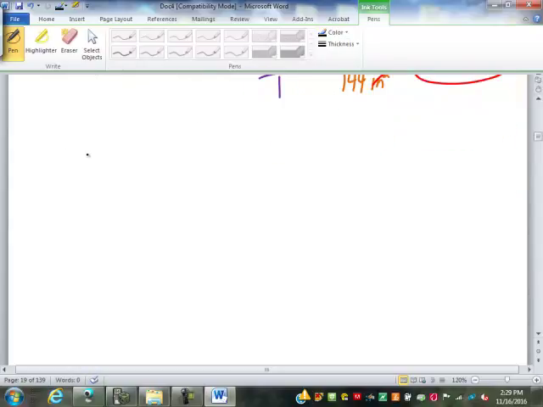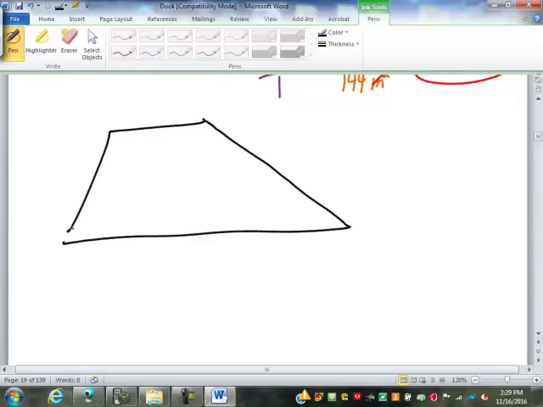Then we ran into trapezoids. A trapezoid is just a four-sided figure where two sides are parallel and the other two sides are not. So these two sides are parallel. Those sides are what we call the bases.